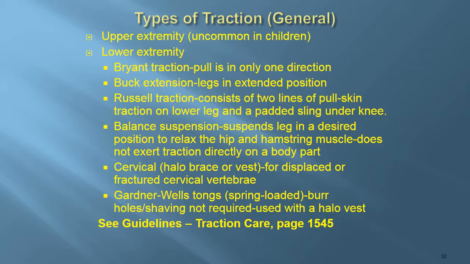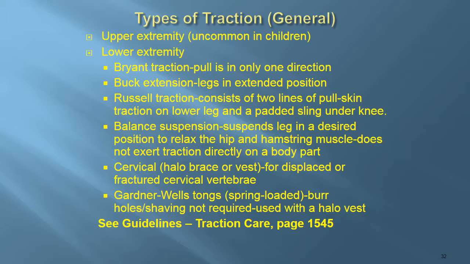Russell traction consists of two lines of pull. There is skin traction on the lower leg and a padded sling under the knee. Balance suspension suspends the leg in a desired position to relax the hip and hamstring muscle. It does not exert traction directly on a body part.